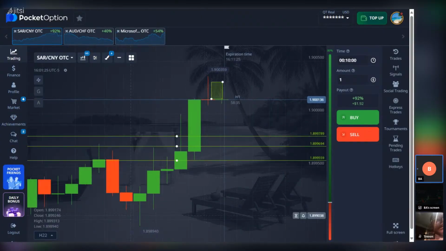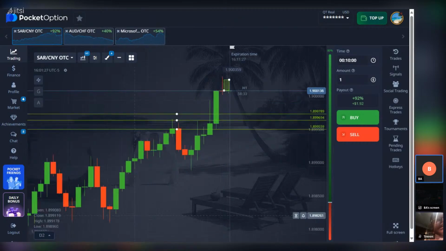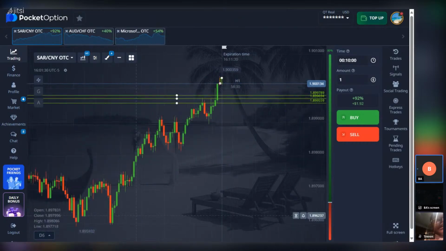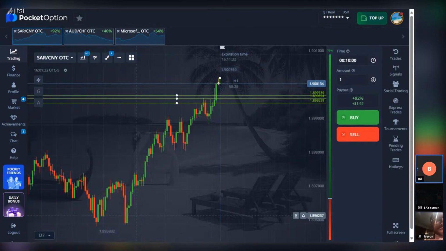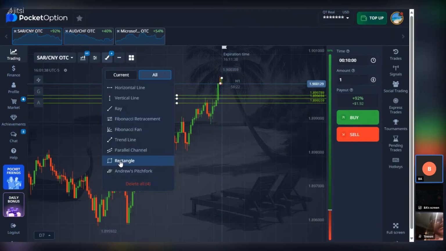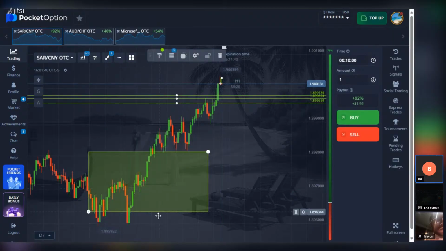And zoom it out. So you see how expensive price is? That's why we're looking for a sale. This is where all that buying started from, way down here. All that buying started way down here.